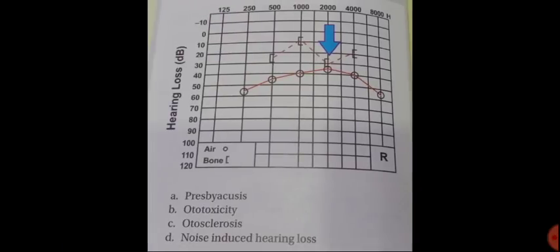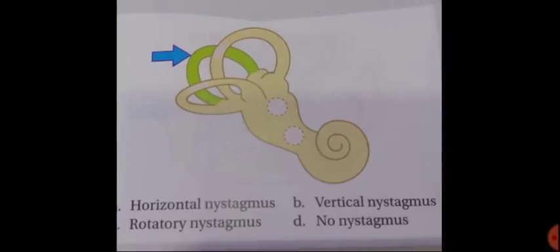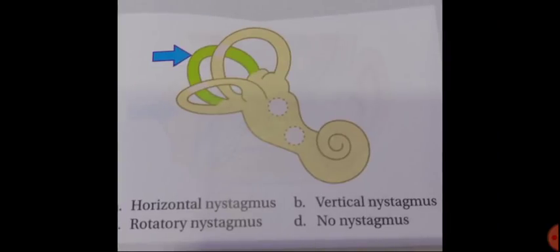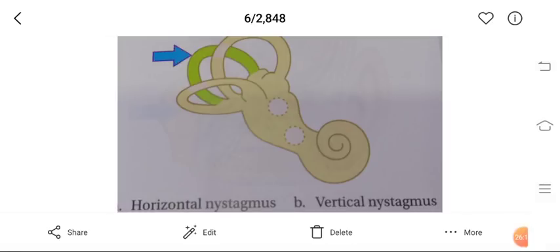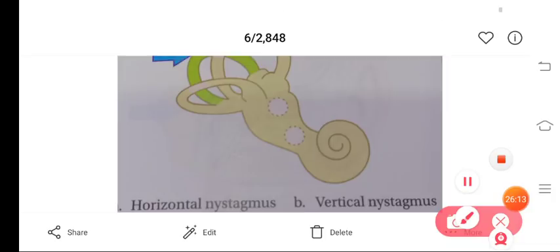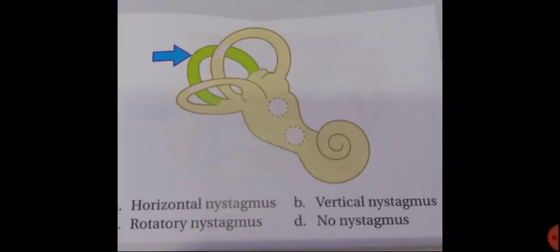Again, from the audiogram they want to ask, you can see a dip at 2K, already discussed the audiogram of otosclerosis. Now here they want to ask what type of nystagmus will this patient have. Now before that you should identify which canal they are showing. So you all know we have three semicircular canals, among which it is giving the arrow on the posterior canal.